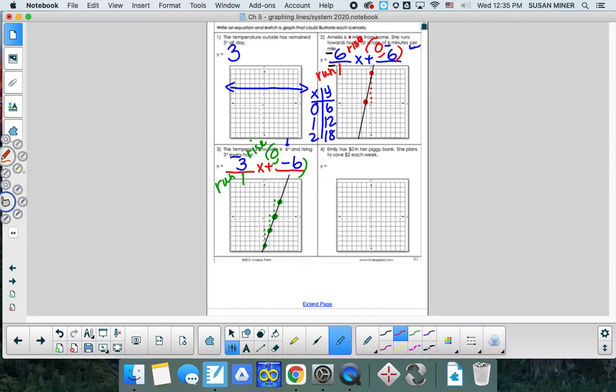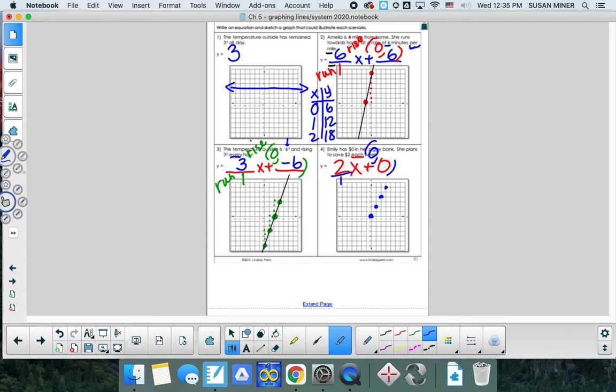All right, so Emily has $0 in her piggy bank. She plans to save $2 each week. There's the slope word that we're looking for. And so my equation is going to be y equals 2x plus 0. My starting point is going to be right in the middle because this will be 0, 0. And then I use my slope to count to the next point, rise 2 over 1. And I can find some points going in that direction.